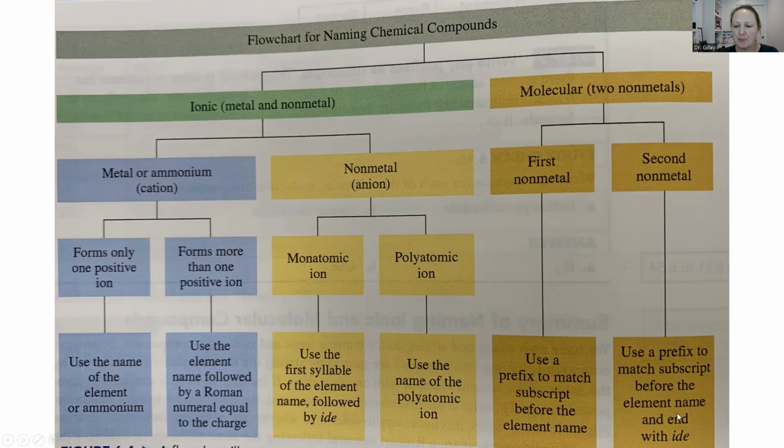And just like with ionic compounds, we're going to end with an "ide" at the end.